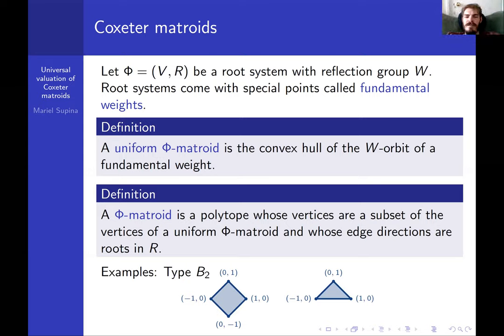We have a quick question from Seth, which is, is a Coxeter matroid a matroid? It's not a matroid in the definition of matroid that I gave before. This is like a more general definition. It's like what you would get if you wanted to define a matroid that instead of having a natural S_n action, has a natural action by some other reflection group. So it's not a matroid in the sense of what we usually would think of as a matroid.